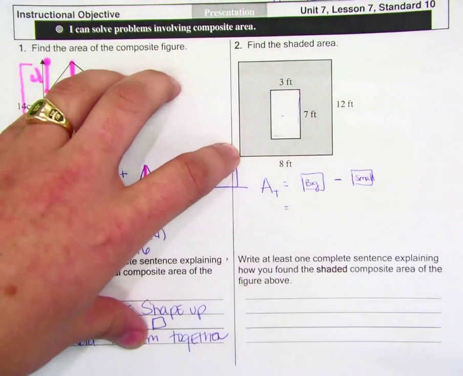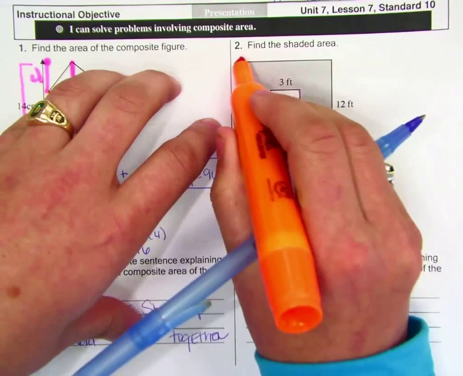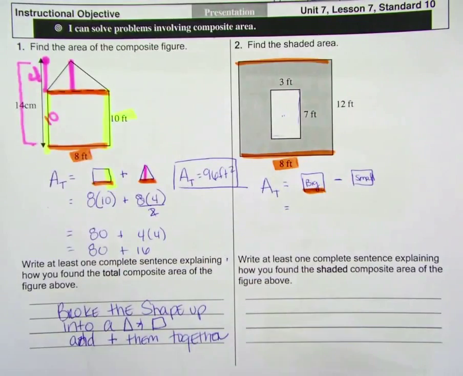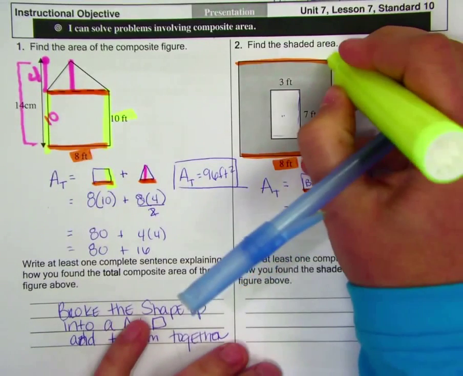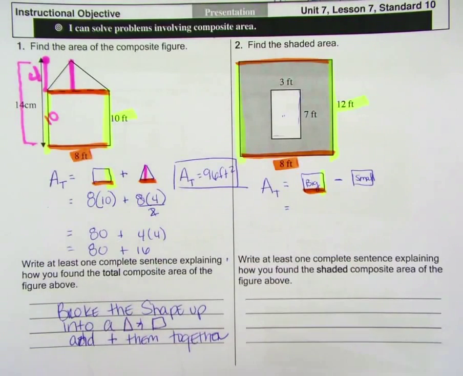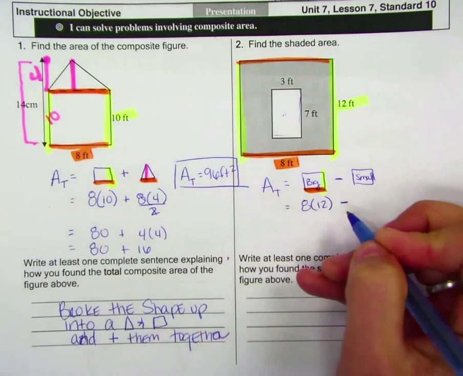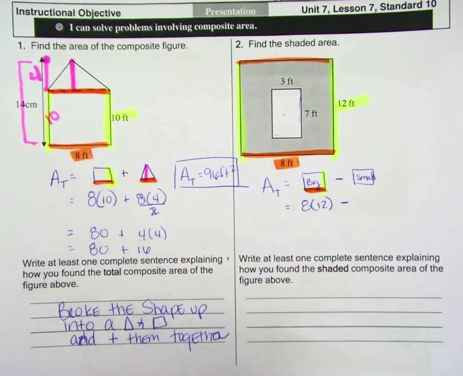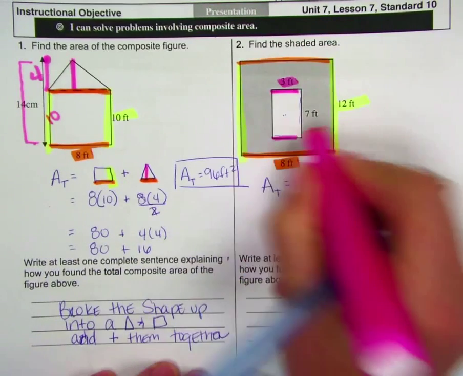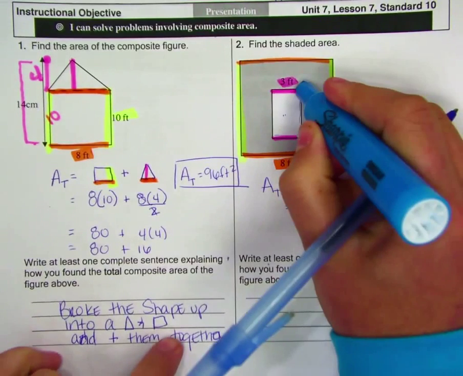So let's find the dimensions of the big rectangle. This is 8 feet, that's the base, times the height, which is 12 feet. So it'll be 8 times 12. Minus, we need to find the dimensions of the small one. As you see, it's going to be 3 feet by 7 feet.